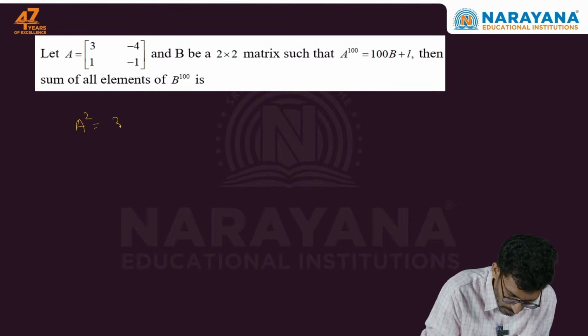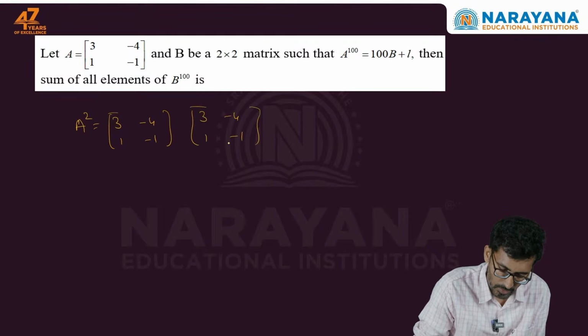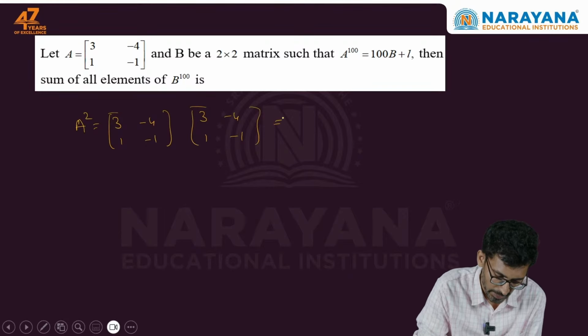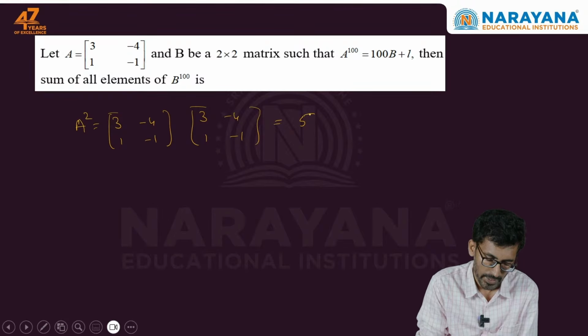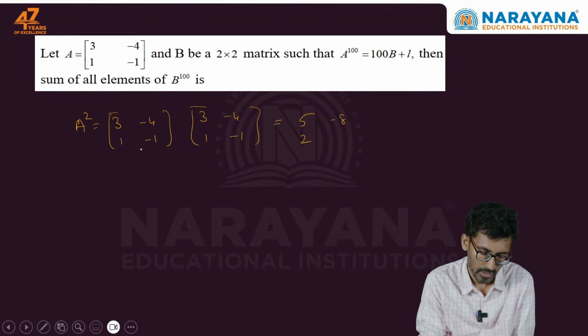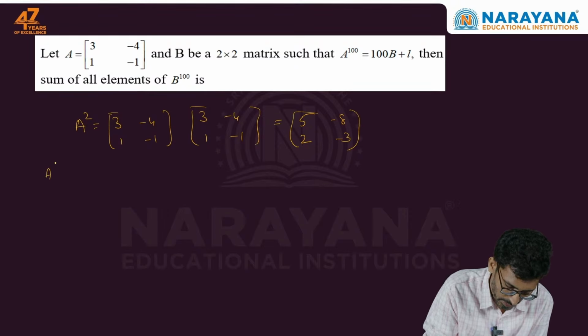A square is equal to [3 -4; 1 -1] into [3 -4; 1 -1]. So when we multiply these two matrices, we are getting 3 into 3, 9 minus 4, which is equal to 5, minus 12 plus 4, minus 8, 3 minus 1, so it is equal to 2. Second row, second element, minus 4 plus 1, so it is minus 3. Similarly, I will find A cube, [5 -8; 2 -3] into [3 -4; 1 -1].